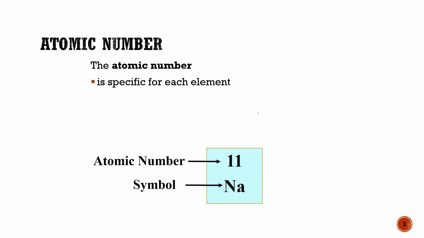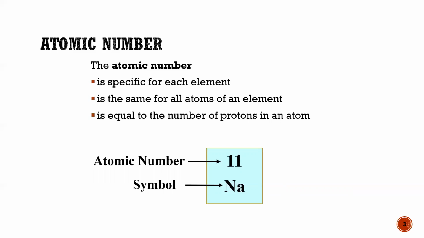It's specific for every element. It's the same for all the atoms of that element. It doesn't matter what atom it is, it's going to have the same number of protons as all the other atoms in that element. So for sodium, every sodium atom has an atomic number of 11. That's what makes it sodium, and it has 11 protons. So the atomic number is equal to the number of protons, and it's typically above the symbol in the periodic table.